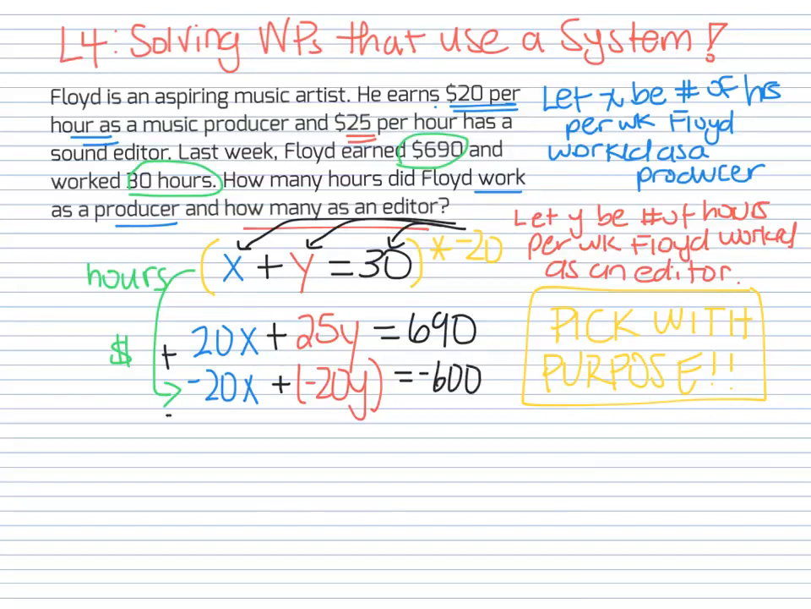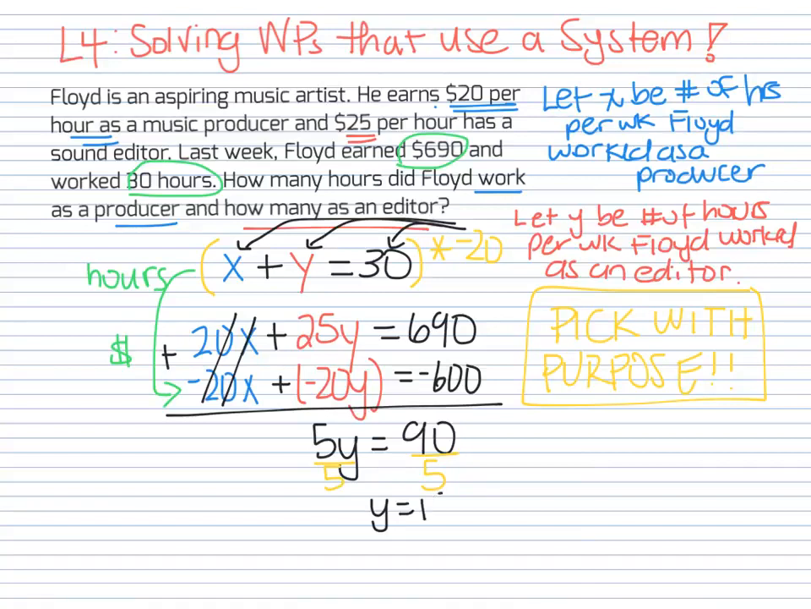Now I'm ready to add these two equations together. Remember, if you do this and something doesn't eliminate, you have an error and you need to go back and check your work. 20 plus a negative 20 is 0. 25y minus 20y leaves me with 5y. And 690 minus 600 is just plain 90. Now I can solve pretty easily using inverse operations for y. Divide both sides by 5, and I'm left with y equals 18.